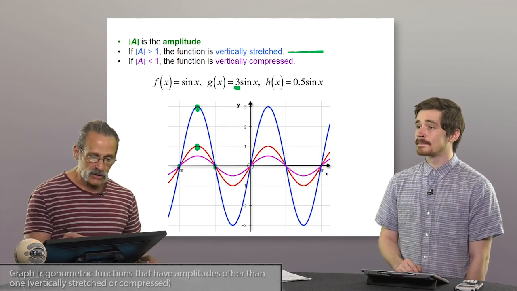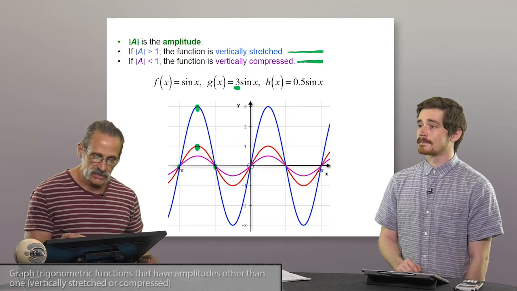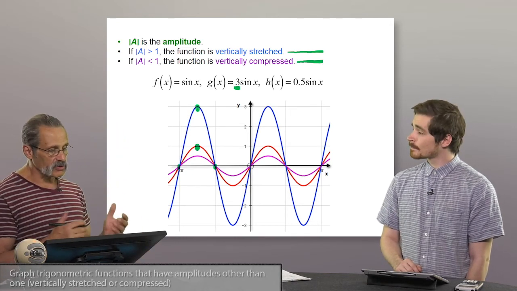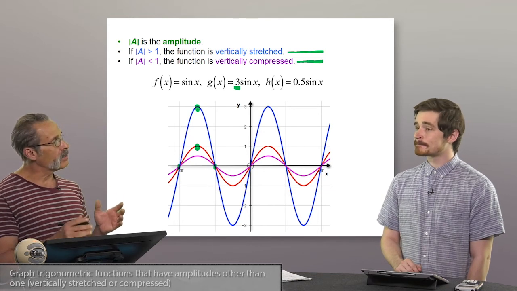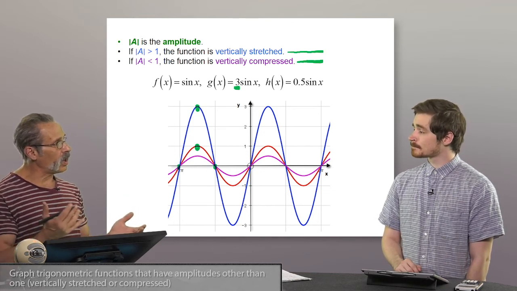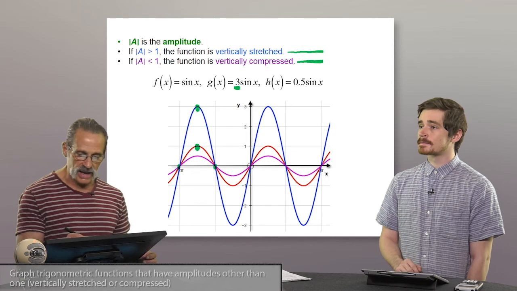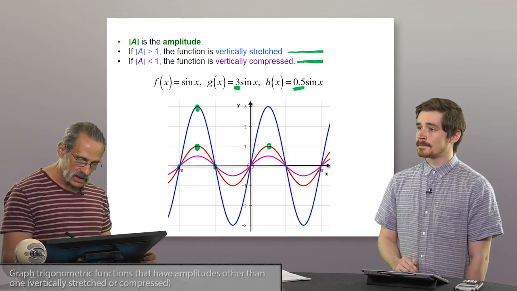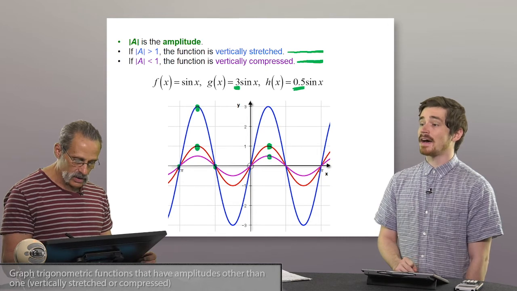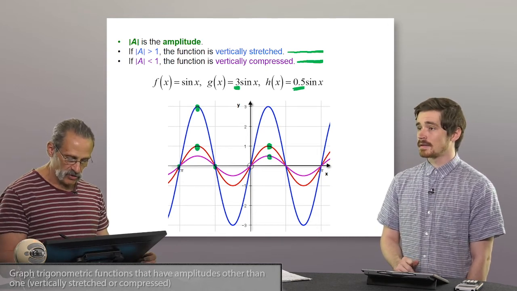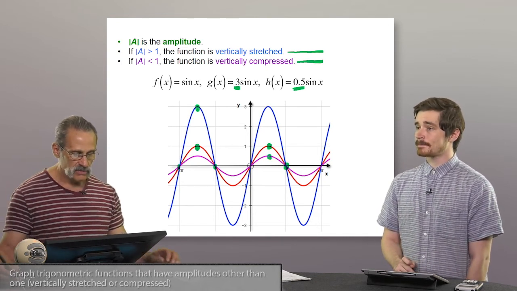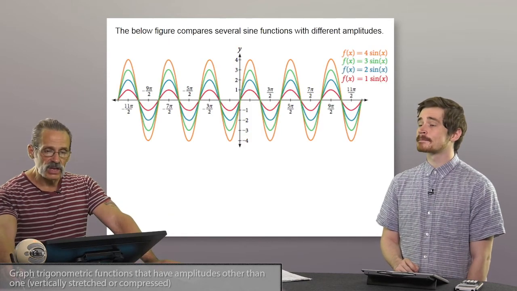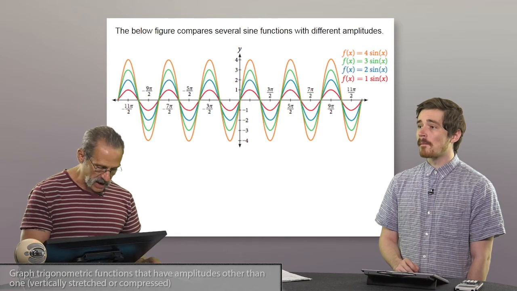If the absolute value of a is less than 1, it will be a compression. Why? Because you're multiplying that y-coordinate by a fraction between 0 and 1. So if you're multiplying it, say, by a half, then what was once 1 is now what? Is now a half. Very good. And what was once 0 is going to still be 0. Very, very good.